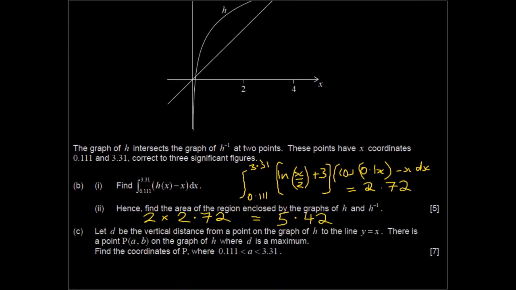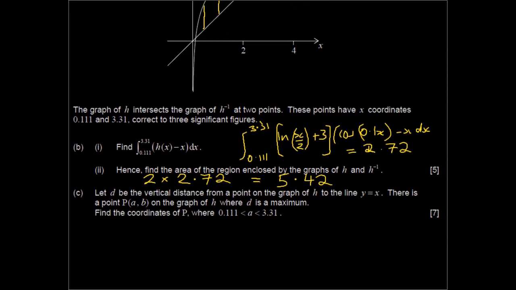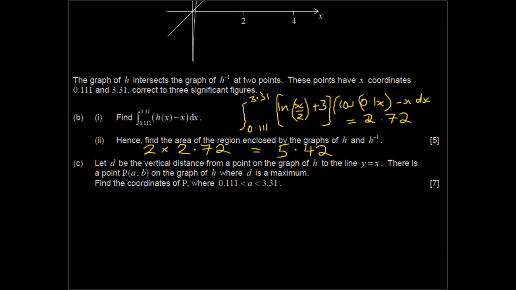What it's talking about here is the vertical distance between this line and this line. So you can see here we've got the vertical distance, for example, here, here, here, here, here. So it's talking about all these vertical distances. These would be D for different values of x. And what it wants to know is when D is a maximum. So in order to do that, what we need to think about is the function for D.